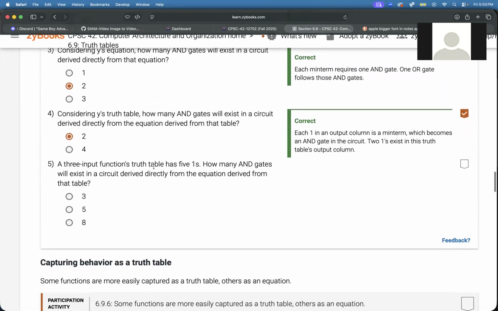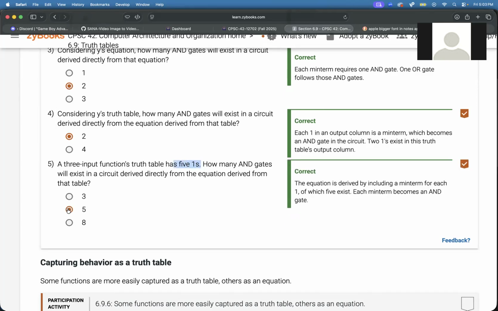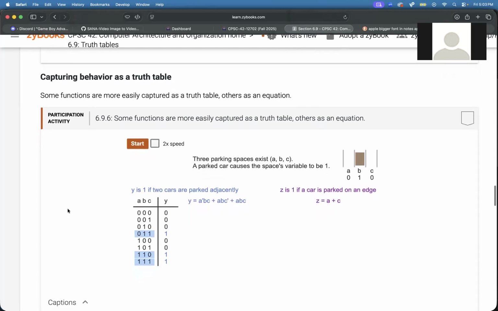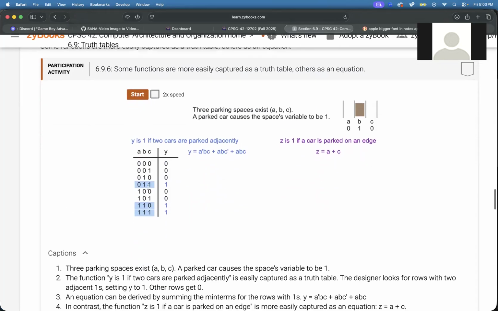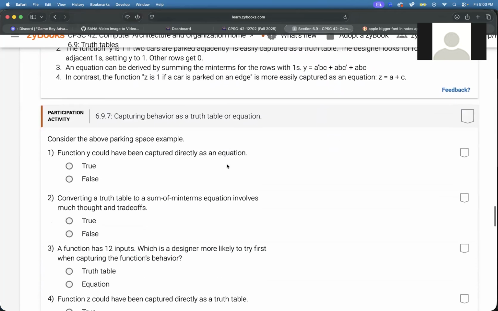A three input function whose truth table has 5 ones. How many AND gates will exist? Well, if you had 5 ones, there'd be 5 AND gates, right? Every term is an AND gate. Like this has 1, 2, 3 ones in here. So 3 terms here. So 3 AND gates.